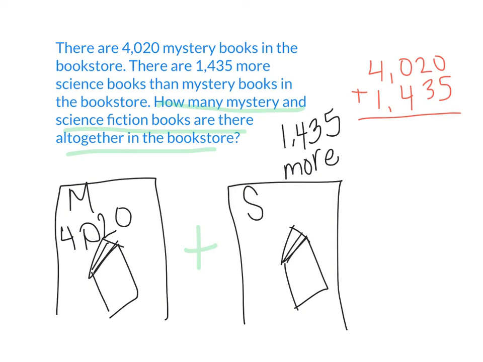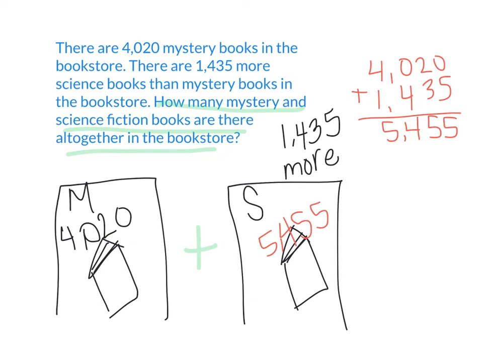0 plus 5 is 5. 2 tens plus 3 tens is 5 tens. This is an easy one, no regrouping. 0 hundreds and 400s is 400s. And 4,000s and 1,000 is 5,000. So how many science books are there? Whoa, 5,455. 5,455 science books. Oh my goodness, that's a lot of books.